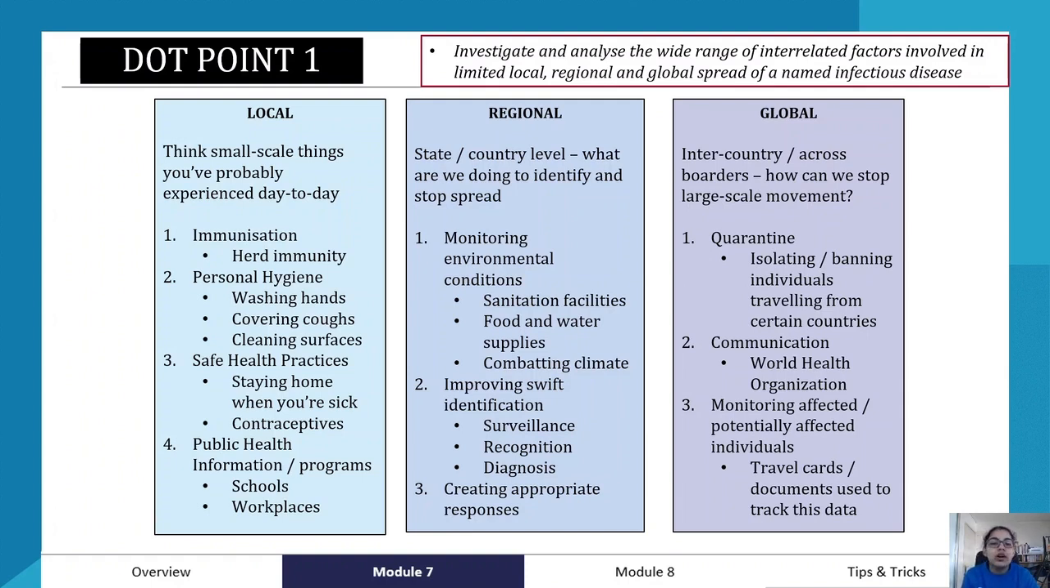Then on a regional level, we're trying to monitor environmental conditions. We're trying to improve identification as well through surveillance. For example, with COVID-19, it was knowing every day which areas were where potential cases happened, and then creating appropriate responses. Finally, on a global level, we're looking at quarantine, communication. For example, the World Health Organization was a key player in the communication during the COVID-19 pandemic. And we're also looking at monitoring affected and potentially affected individuals via their travel cards and so on.